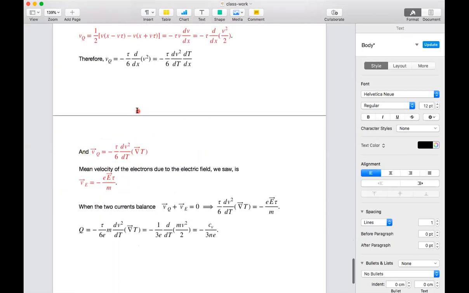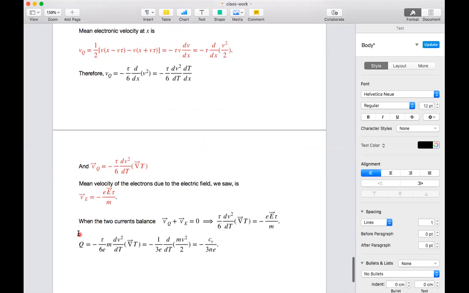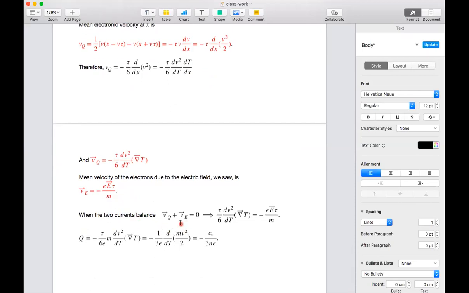So this is the vectorial expression for that. And the mean velocity of the electrons due to the electric field is this. And this electric field is not an external electric field. This is what is set up within the system. And then what we are saying is that in the steady state, the net current is 0. Any excess flow of electrons in one direction due to thermal gradient is exactly balanced by excess flow of electrons due to the electric field that has been set up. So these two cancel. What is not cancelled is the net flow of thermal current.